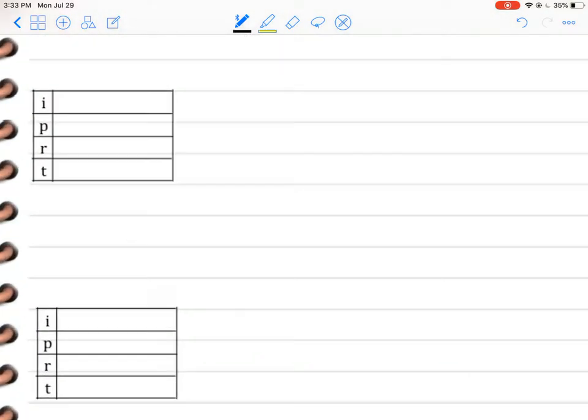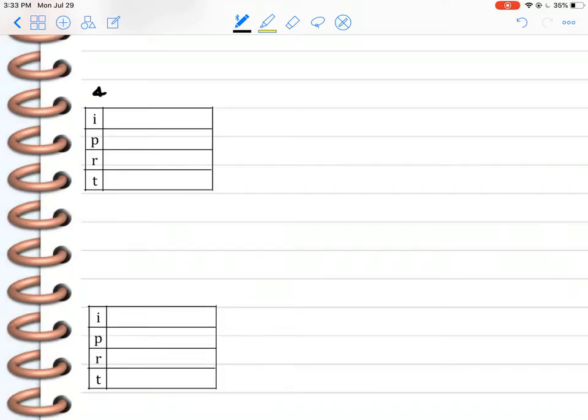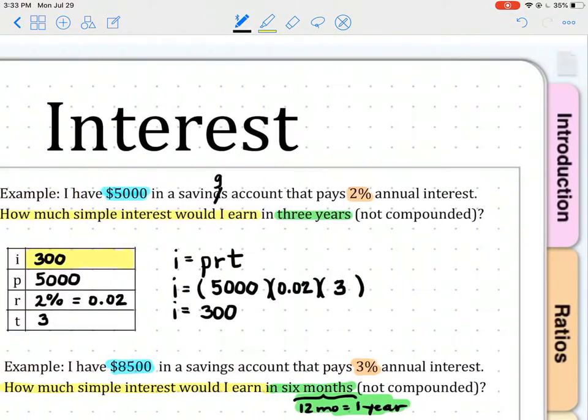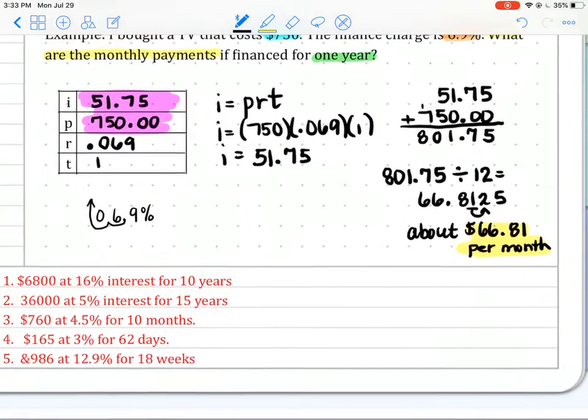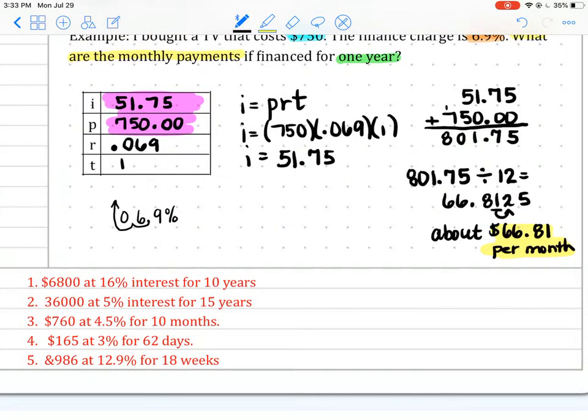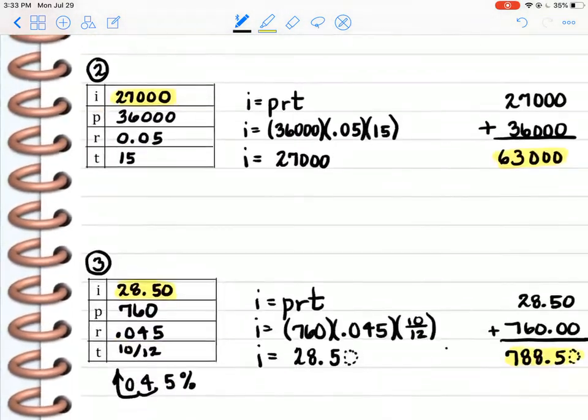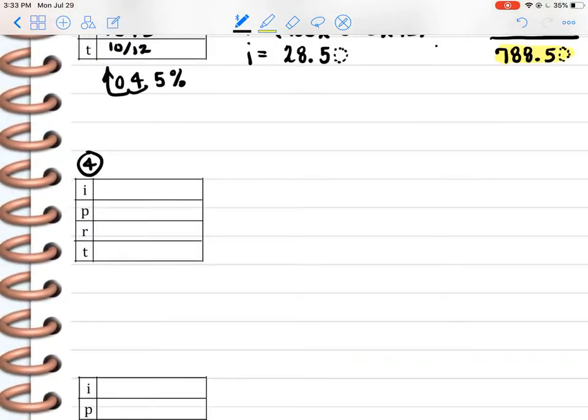All right, problem number 4. I love these problems because they follow a formula and they work the same way every time. Okay, let me glance back here. This one looks kind of rough. $165 at 3% for 62 days. This is a very unusual borrowing scheme, but $165.